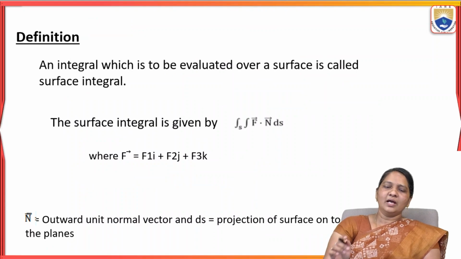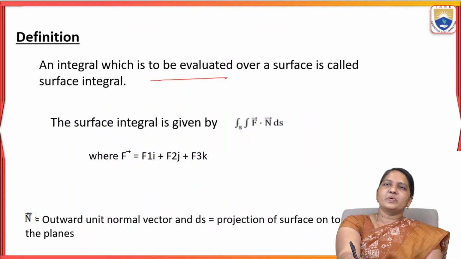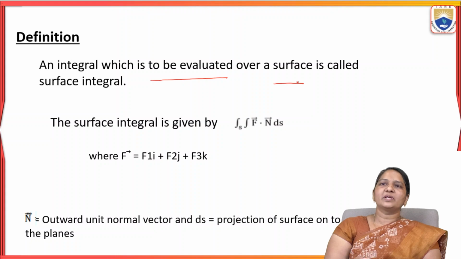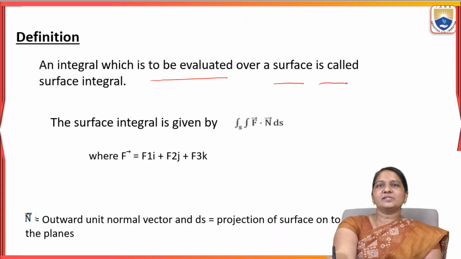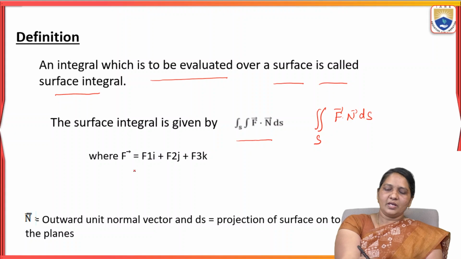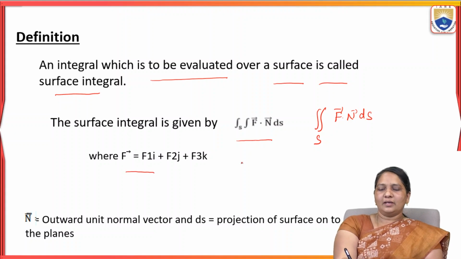See the definition here. An integral which is to be evaluated over a surface is called a surface integral. The surface integral is given by the double integral over S of F bar dot n bar dS, where F bar is F1 i plus F2 j plus F3 k.